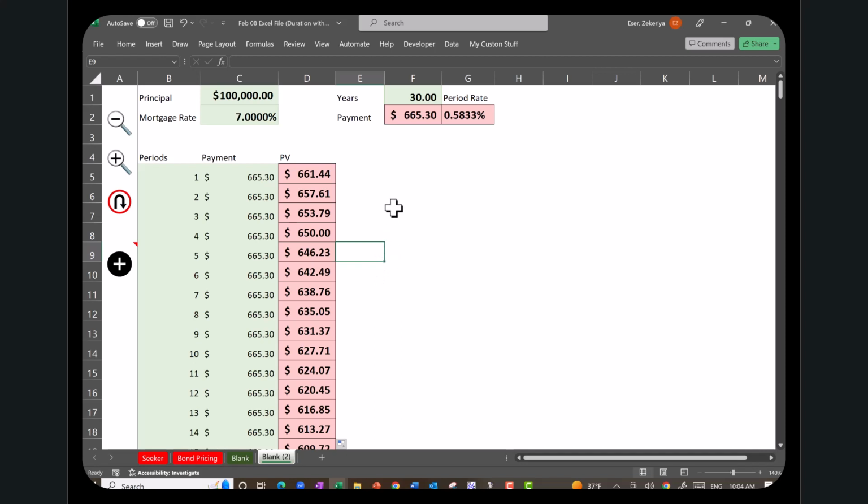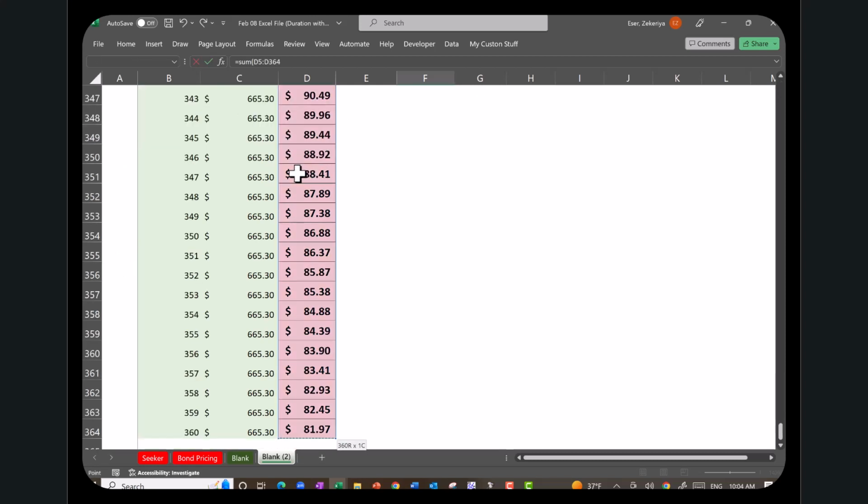All right. The sum of the present values of payments should not be surprising to you at all. Right, sum of all of this, if I have done things correctly, that should be 100,000.